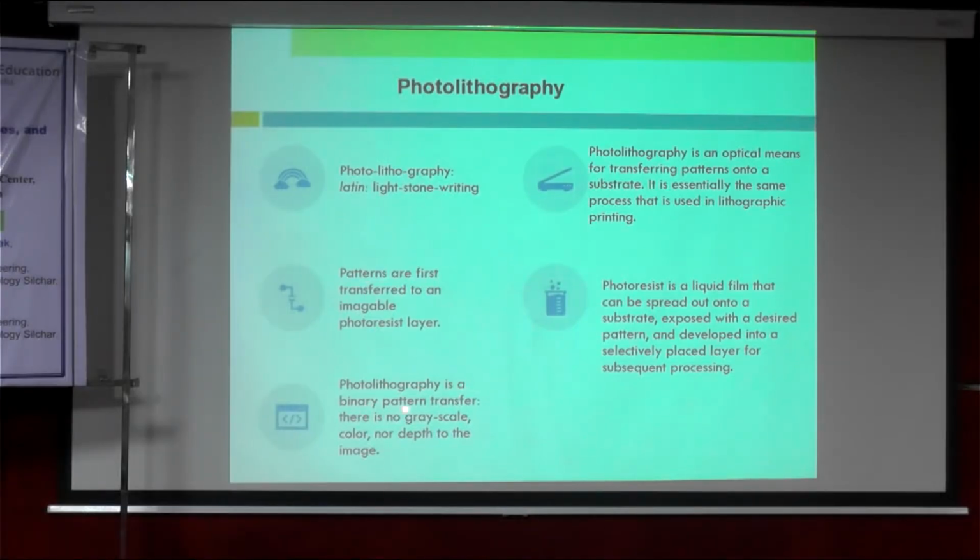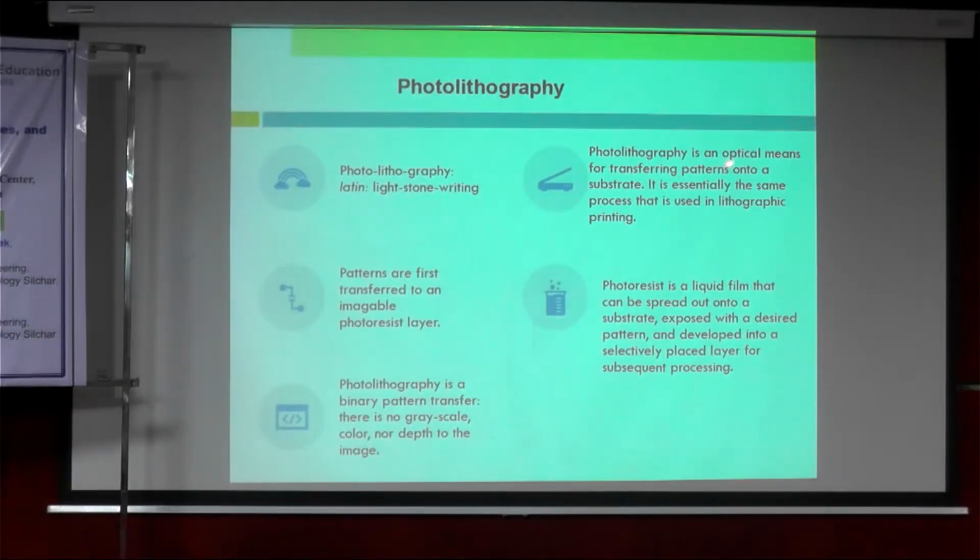Then photolithography is the binary pattern transfer. There is no grayscale, color, nor depth to the image. So the image is just about the pattern that has been transferred. When you remove the part of the resist, you can have the actual image that you can see. But before that it is just a process to transfer the pattern in a binary way, which is mentioned here.